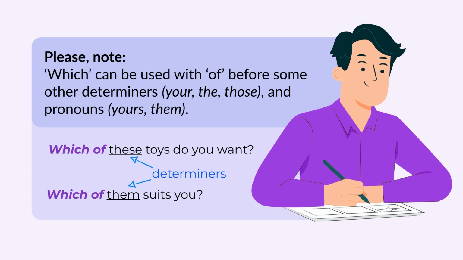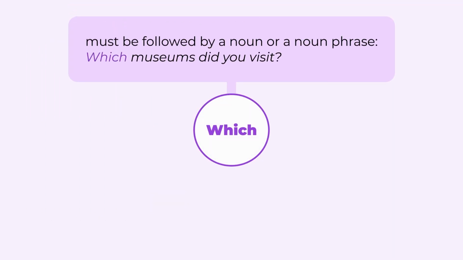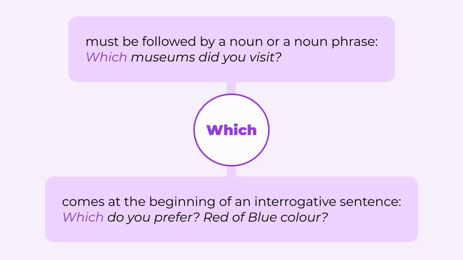As an interrogative determiner, which must be followed by a noun or a noun phrase. Which museums did you visit? Which comes at the beginning of an interrogative sentence. Which do you prefer, red or blue colour?